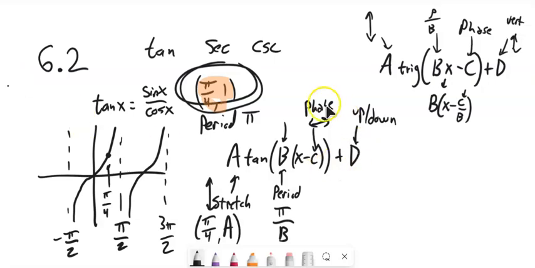And that idea of we have this phase shift, something's under the period, it moves up, down, it has a stretch, it's going to work for all of these: tangent, secant, and cosecant. So let me think about the graphs of secant and cosecant real quick.